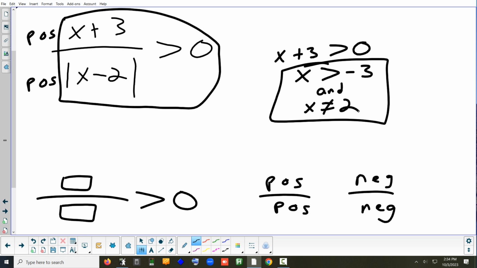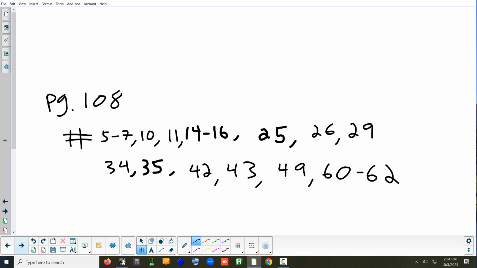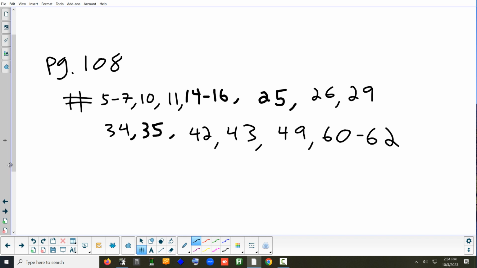Okay, so the calculator stuff might have been a little new if you've never solved an inequality on the calculator, but hopefully most of the algebra stuff, flipping the sign and all that, was pretty straightforward. So the homework, there was one question I was going to change. You don't have to do number 29.